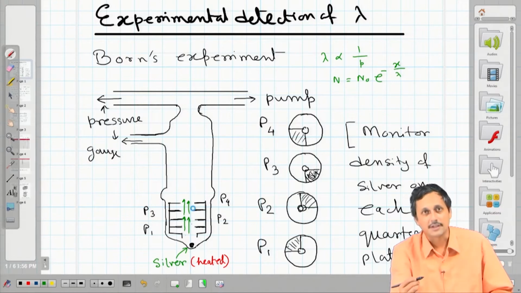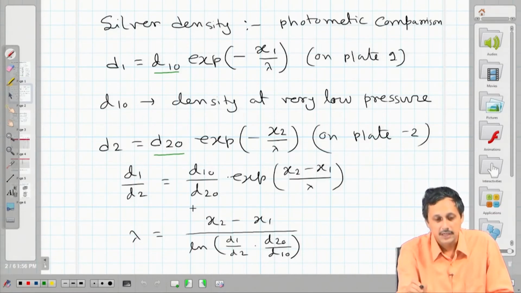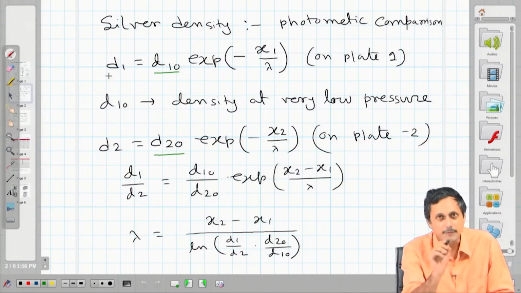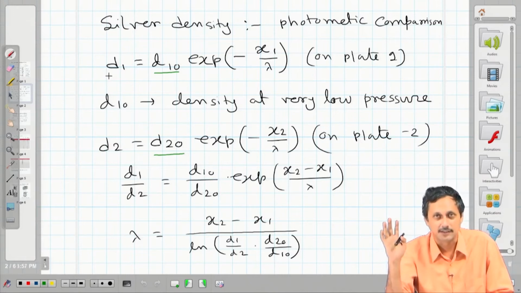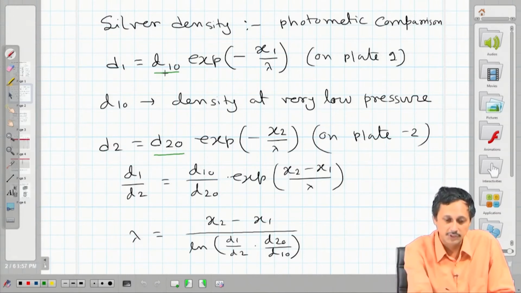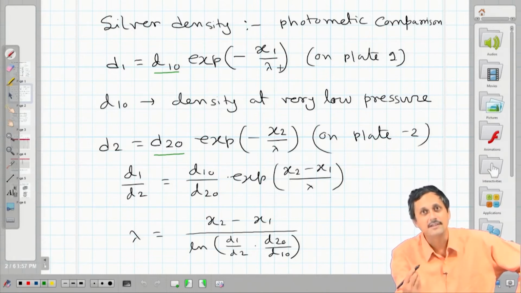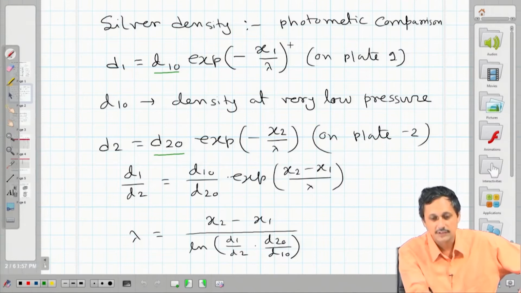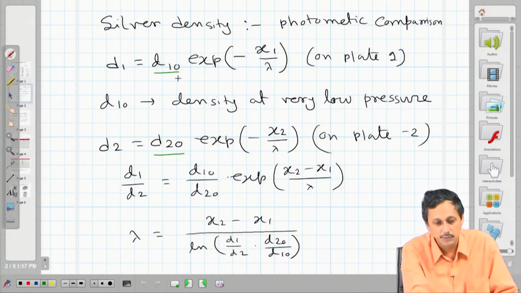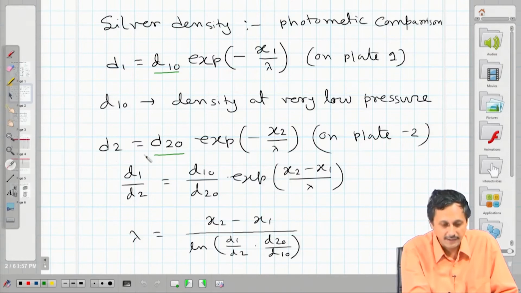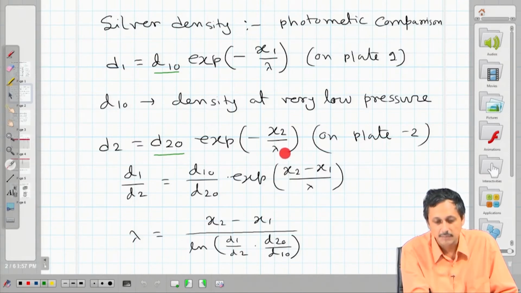Now, let us assume in a given pressure P, the deposition on the same two plates, let it be plate 1 and plate 3, the density which used to be D10 and D20 at very low pressure now becomes D1 and D2. So, we can write D1 is equal to D10 e to the power minus x1 by lambda, because density is directly proportional to the number of particles reaching that plate, so it follows the survival equation. Similarly, D2 is equal to D20 exponential minus x2 by lambda.